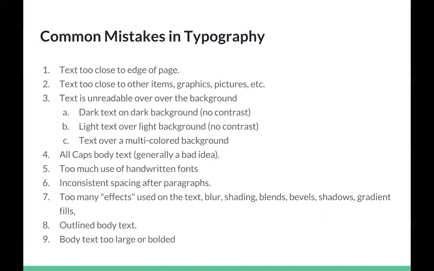If you have to add an effect to your body text in order for it to be readable, it is not a good choice. That's my biggest tip to you. Take that nugget of knowledge from me and run with it for the rest of your days. If you have to add an outline or drop shadow or a bevel or an emboss or an outer glow or something like that to your body copy, that means that you didn't make a good choice in your design, because your body copy should just be readable as is. Body text that is too large or bolded, also a common mistake.